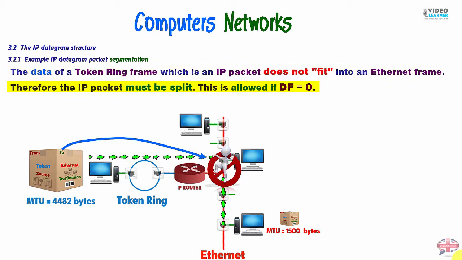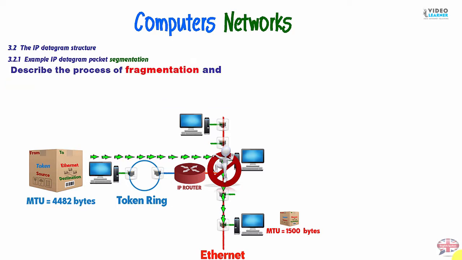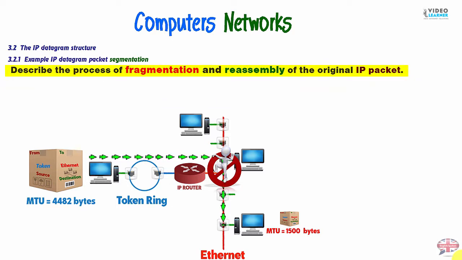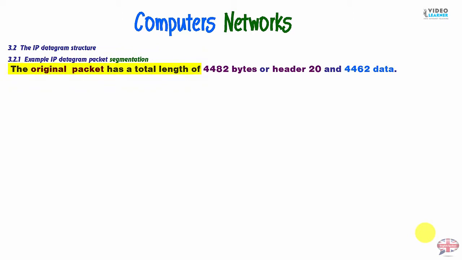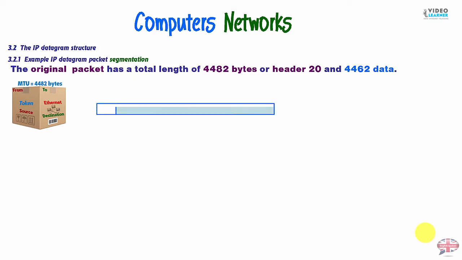This is allowed if the don't fragment flag is 0. Describe the process of fragmentation and reassembly of the original IP packet. So we have fragmentation and reassembly. The original packet in token ring has a total length of 4,482 bytes, with a header of 20 bytes. So we have data of 4,462 bytes. Here it is, we have in token ring an MTU of 4,482 bytes: a 20-byte IP header and data of 4,462 bytes.